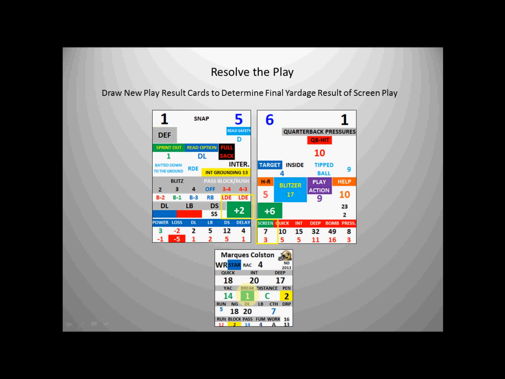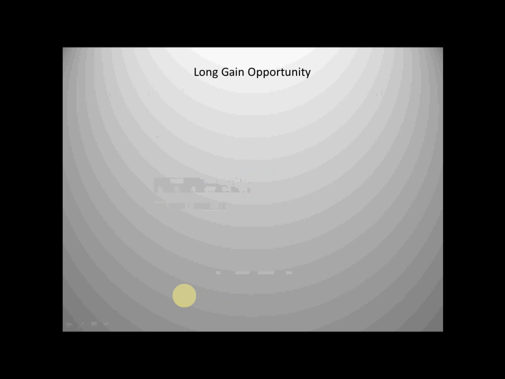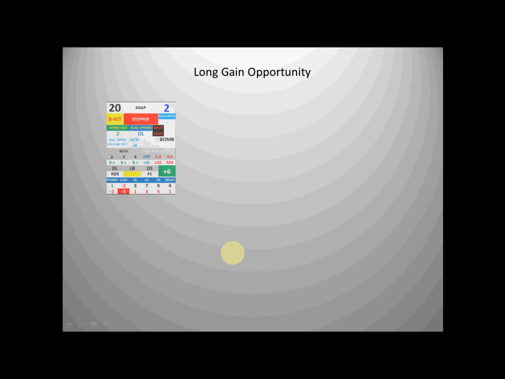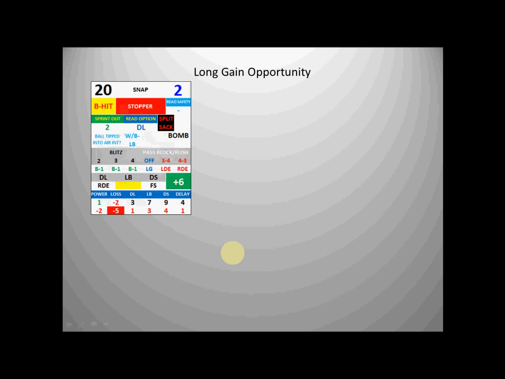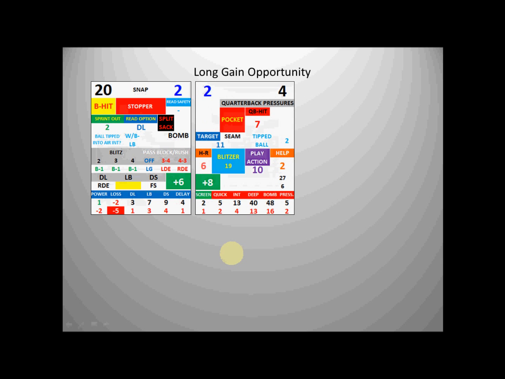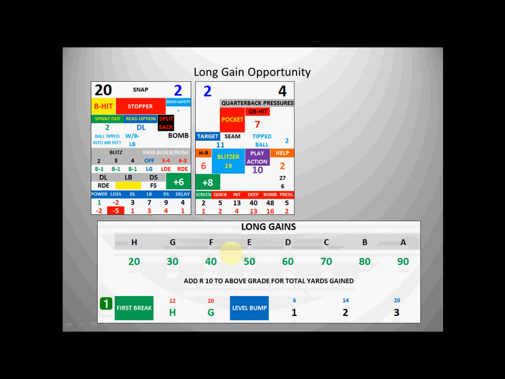However, 1 is also within his breakaway rating, so he's going to go further than that. And we're going to have our first look at a long gain opportunity. Anytime a long gain opportunity comes up, you draw 2 new play result cards and you refer to the long gains chart in your materials. And you're going to look at these 2 numbers here, the left and the right PRC.